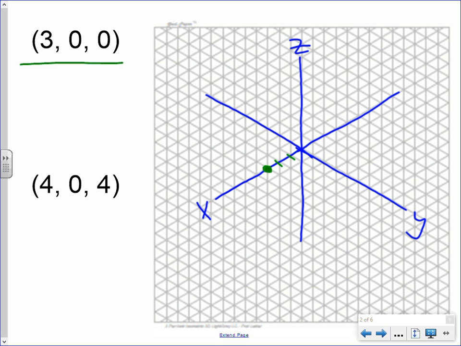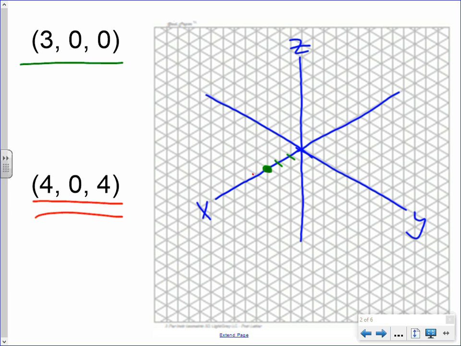Good. Let's plot 4, 0, 4. What I would do, since you don't have different colors to label these with, is label 3, 0, 0 right next to that point you just plotted. That way you know what point it was. Okay? Now we're going to do 4, 0, 4.